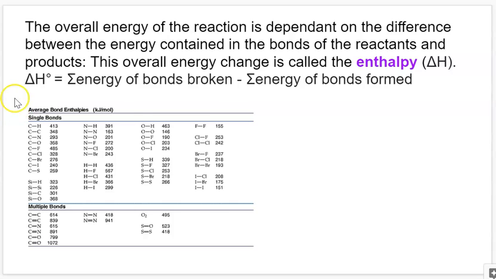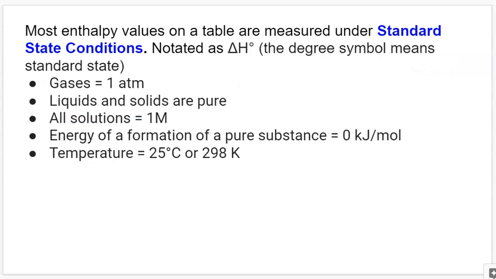And you'll notice that the delta H has a little degree symbol next to it. That means standard state conditions. This is kind of like STP, but it's a different set of values. It's notated as delta H with a little degree symbol, and it assumes that all gases under these conditions are at 1 atmosphere, all liquids and solids are pure, all solutions are 1 molar, the energy of formation of a pure substance is 0 kilojoules per mole. You'll understand what this means later. And the temperature is 25 degrees Celsius or 298 Kelvin.